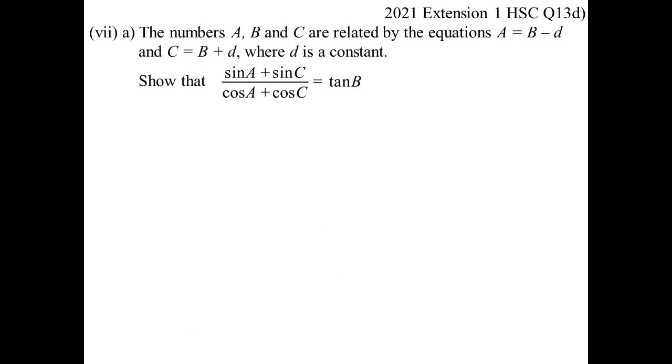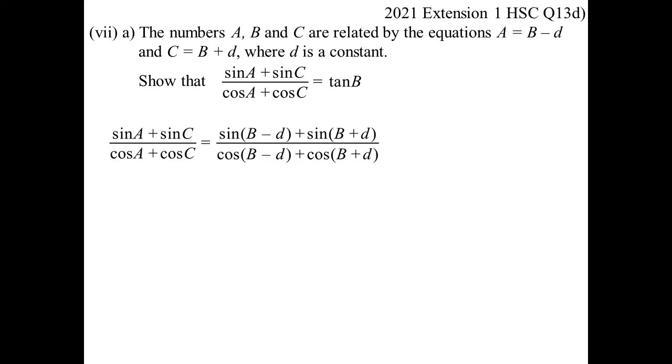Let's look at a more recent HSC question, as in last year's. This was interesting. The numbers a, b and c are related by the equation a equals b minus d and c equals b plus d, where d is a constant. Show that sine a plus sine c over cos a plus cos c is tan b. Okay, well, let's substitute in what they told us a and c are, because we've got to get b into this somehow. Use our sum to product, that's the one that's not on the sheet.